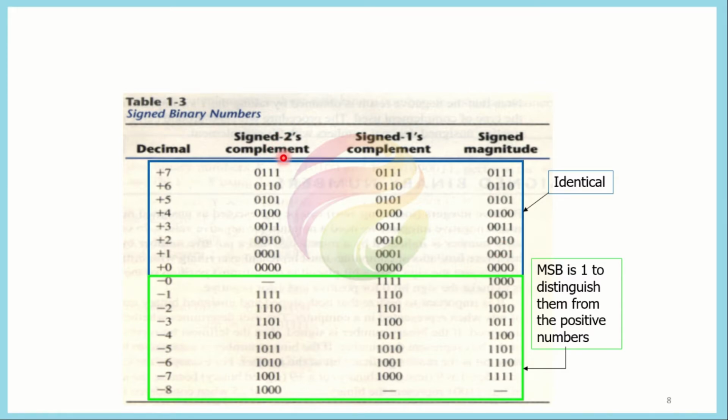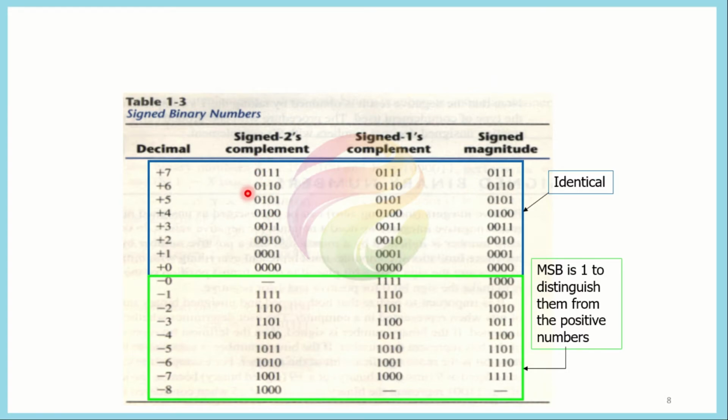So we use another common representation for signed binary numbers, which is known as the signed 2's complement representation. This is the most common, standard way of representing signed binary numbers. In this process, we use the 2's complement representation to determine the negative equivalent. The positive numbers remain the same.